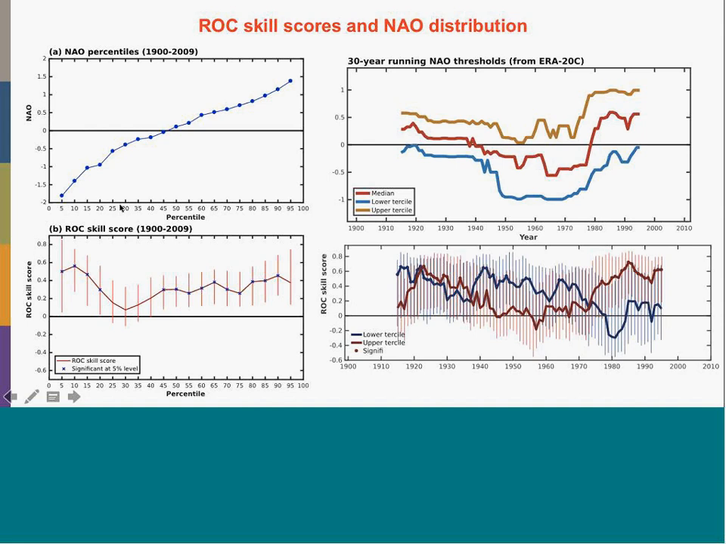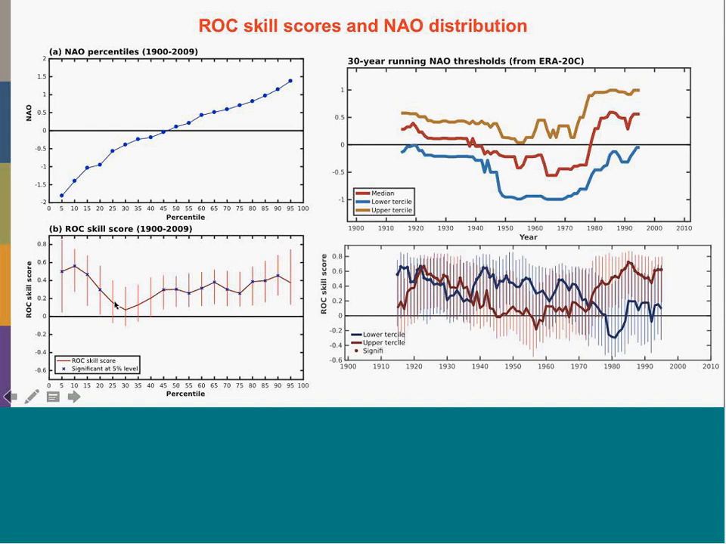As I mentioned before, the ROC skill score is based on the idea that you want to discriminate events, and the event is defined by these thresholds from the percentiles. So in the plot below here on the left, bottom left, we see the ROC skill score for the range of these percentile events. So we see the largest ROC skill score achieved for the very low percentile events. If you check in the distribution, these are the extremely negative NAO events. So these have the highest levels of ROC skill score.